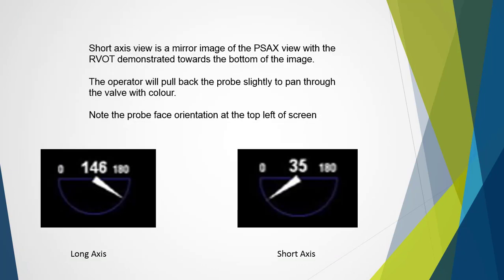The short axis view is basically a mirror image of the parasternal short axis view from transthoracic work, but with the right ventricular outflow tract demonstrated towards the bottom of the image. The operator will pull back the probe slightly to pan through with colour, and note the probe face orientation on the screen. In our long axis view, we have an angle of 146, and our short axis view will have an angle of 35, as we see on the next window.